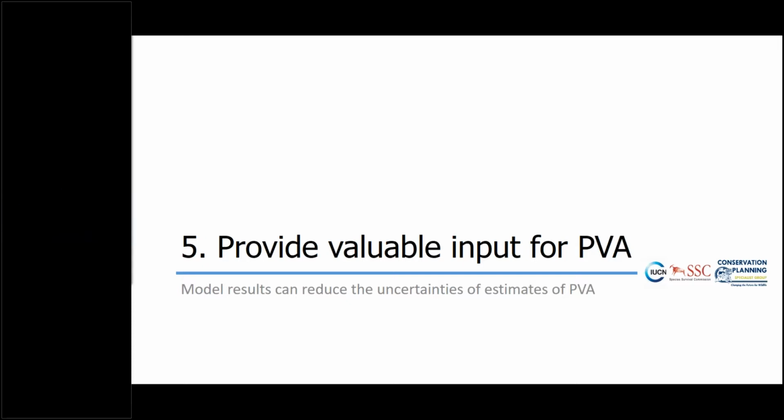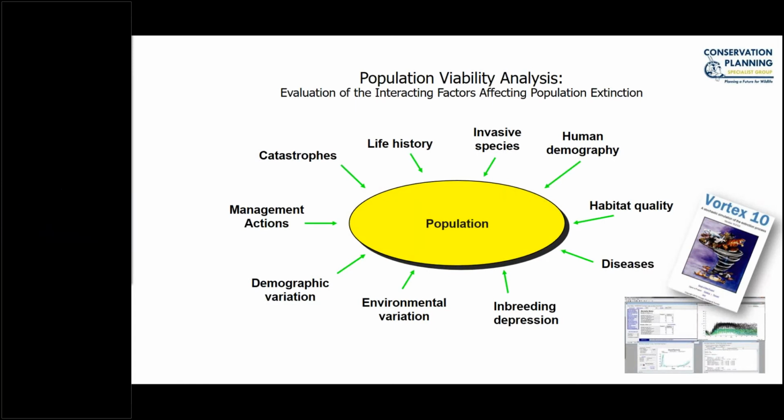We believe that model results can reduce the uncertainties of some parameters and some estimates of the PVA. Kathy Traylor-Holzer, a CPSG member, and myself have worked together to make the integration of the SDM and the PVA possible. The PVA is one of the most common tools used by the CPSG for conservation planning, and it's used for evaluation of the interacting factors that affect population extinction. The software used is Vortex.